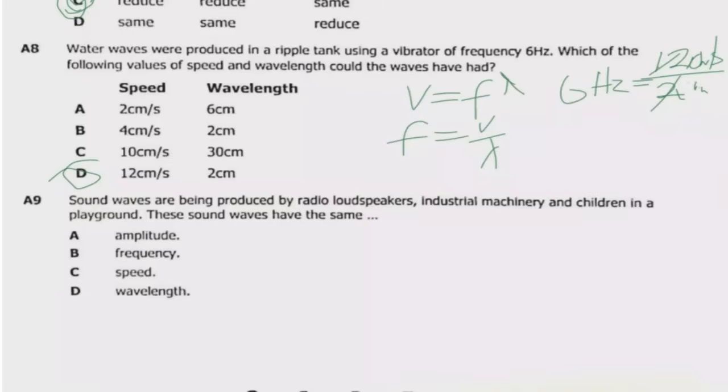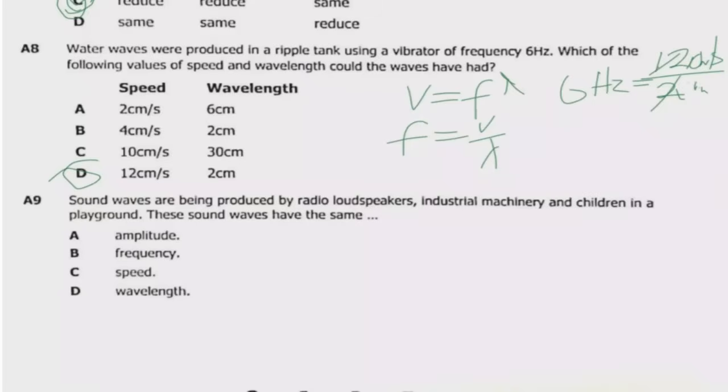Okay, let's look at A, which is amplitude. Amplitude determines the loudness of sound. So that means these 3 sounds do not have the same amplitude. The amplitude is different, so A is not correct. B, frequency. Frequency determines the pitch. The pitch is different for these 3 sounds, which means the frequency is also different.